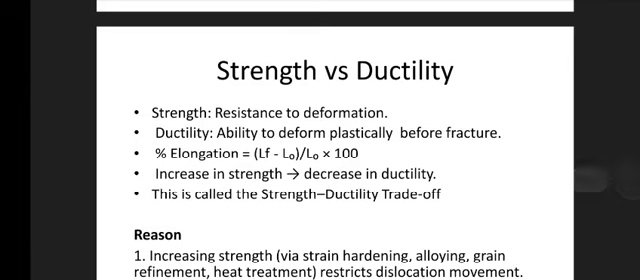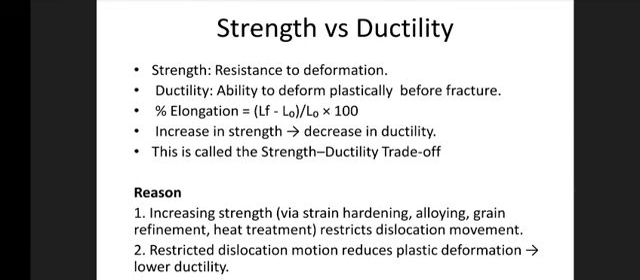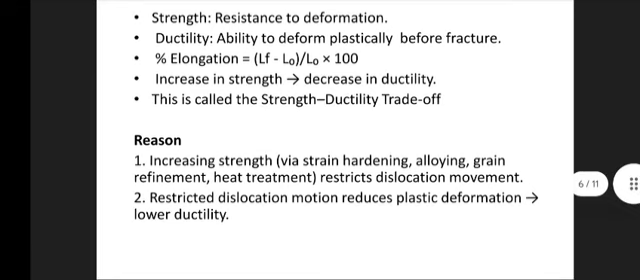Strength versus ductility. Strength means how much the material resists deformation when load is applied. Ductility is the elongation of the material under load before fracture. Increase in strength, decrease in ductility. This is the strength-ductility trade-off. Now, the reason why, when the strength increases, the ductility decreases.